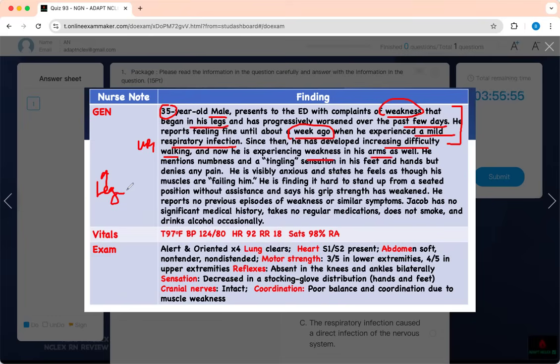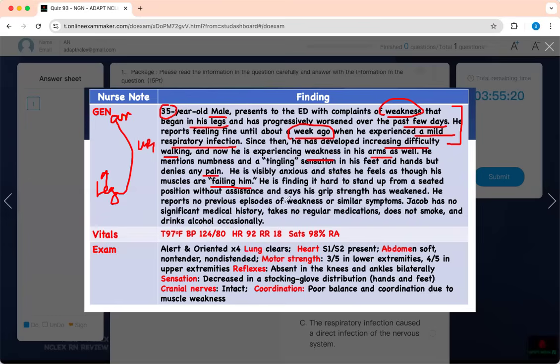He started from his leg, now all the way to his hands. He mentioned numbness and tingling sensation in his feet and hands, confirmation, but denies any pain. There's no pain. He's visibly anxious and states that he feels as though his muscles are failing him. He's finding it hard to stand up from a seated position without assistance. The whole body is paralyzed. And he says his grip strength has weakened. It's just confirmation, giving you more information to confuse you.